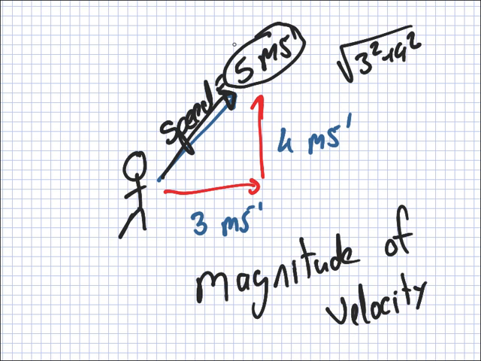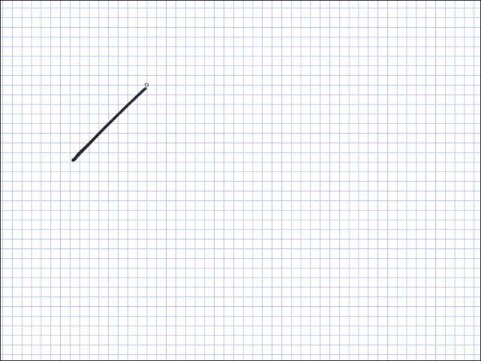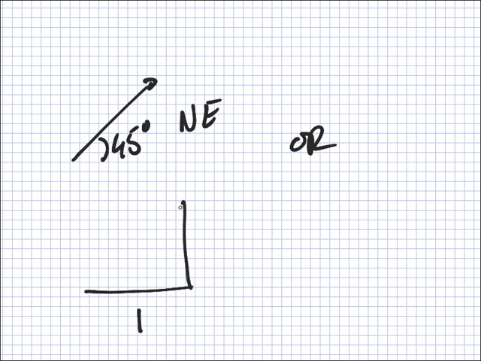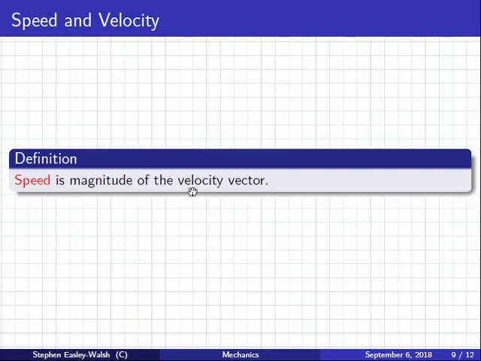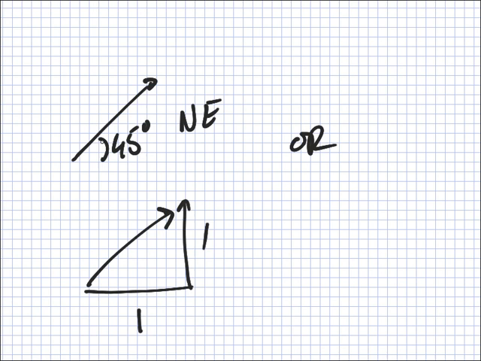The difference is this one is only a number, but this one has a direction. Now there are two ways to give a direction. You can say northeast. Or you can give the direction like this: 1 east and 1 north. It's the same thing. But speed is different. Speed is like this length. So speed is root 2 here.